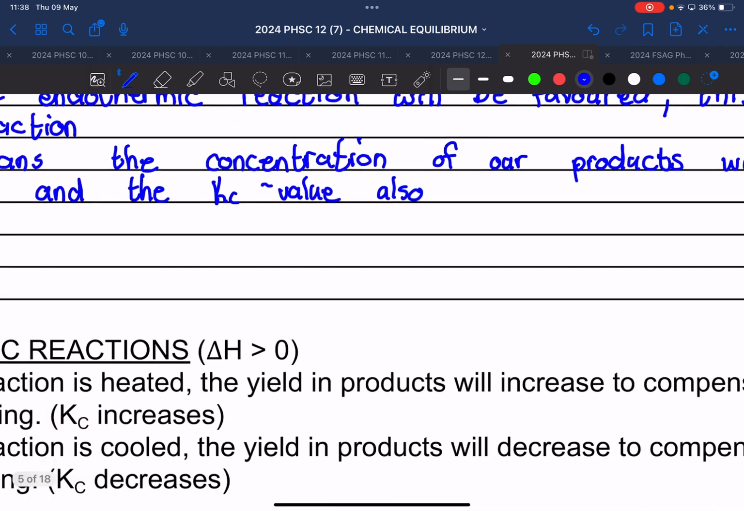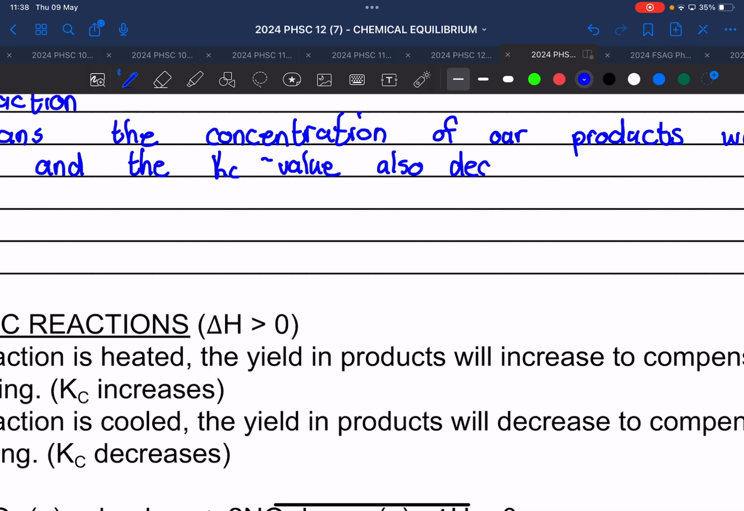Okay, so why will the Kc value decrease? There's too much of you talking. Put your hands up if you want to try and answer. So why will our Kc value decrease? Come on, you were talking. I can't hear if three of you talk. I'm just listening right now.